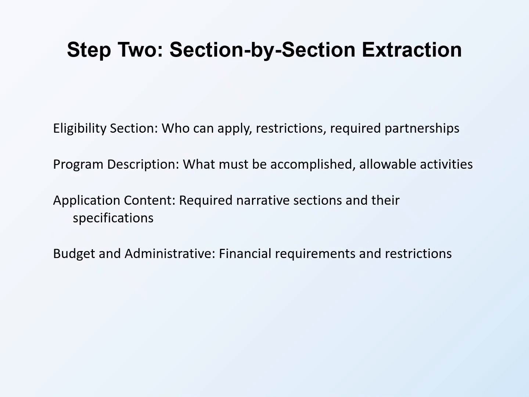Step 2 involves section-by-section extraction of requirements, moving methodically through the document. Eligibility section extraction captures who can apply, any restrictions, required partnerships or collaborations, and other eligibility criteria.